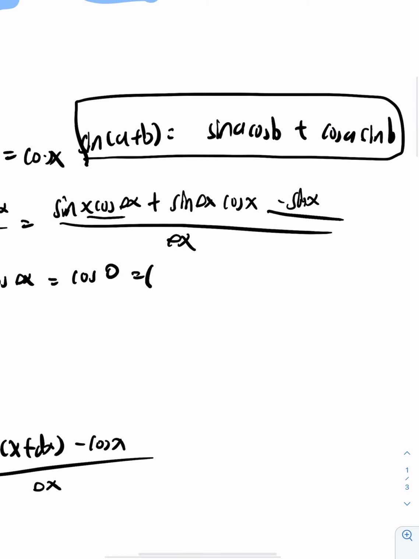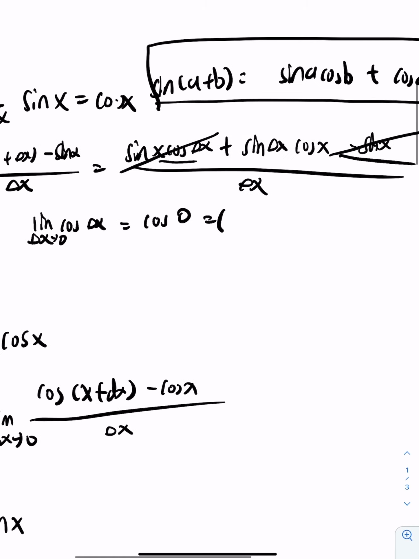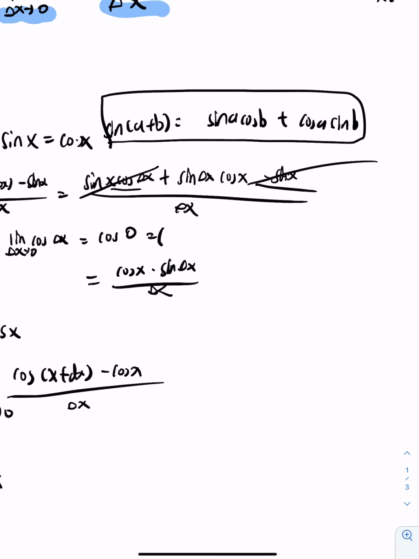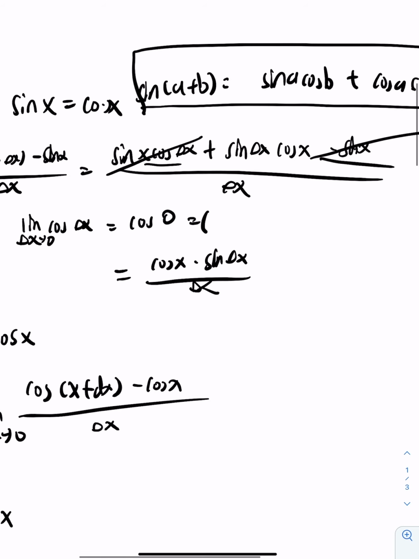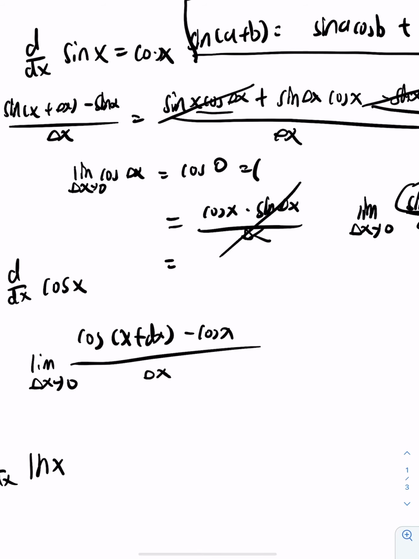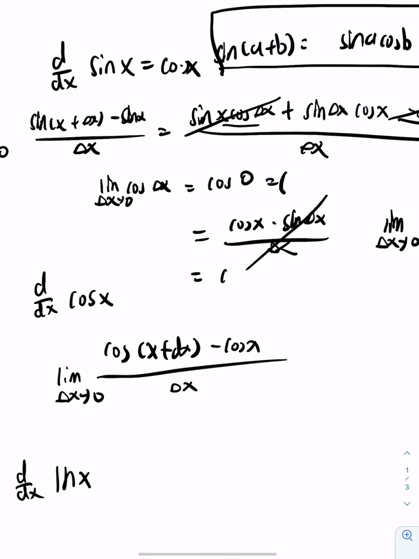So these two terms cancel each other out, leaving cosine x times sine delta x divided by delta x. And we know that as delta x approaches 0, sine delta x over delta x is basically 1, because this term is really close to delta x. So the derivative of sine x is equal to cosine x.